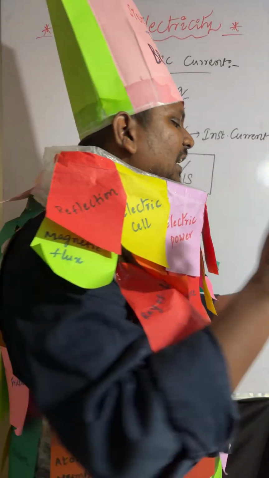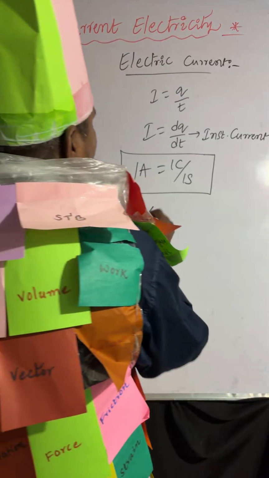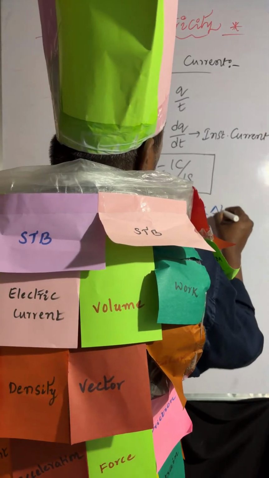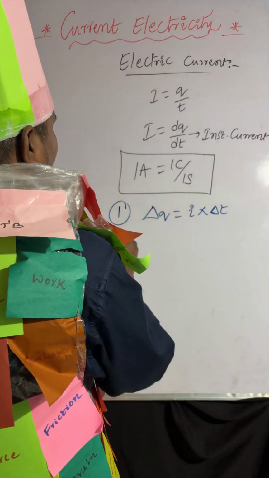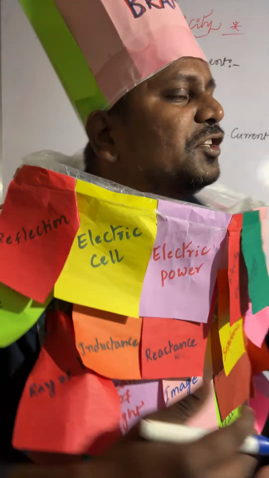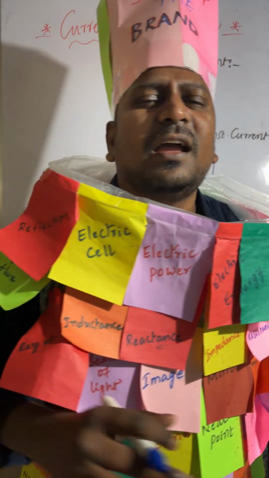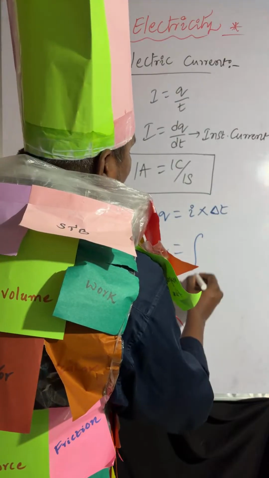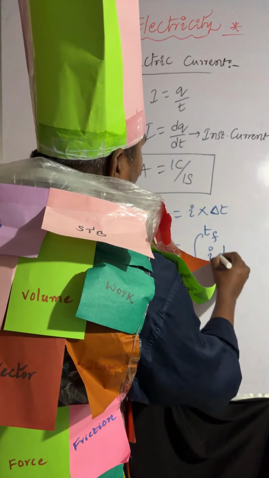So now you can see the flow of charge can be obtained by multiplying constant current with the change in time interval. And coming to the next one, if the current is a function of time, then the flow of charge can be obtained by integrating, Q equal to integral of I dt.